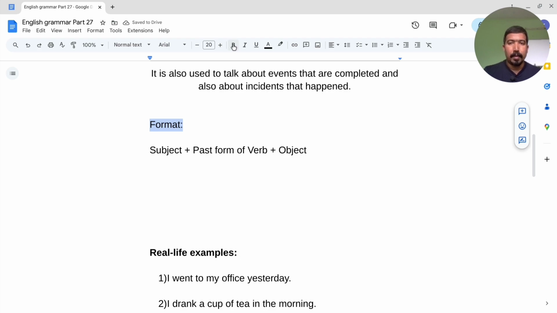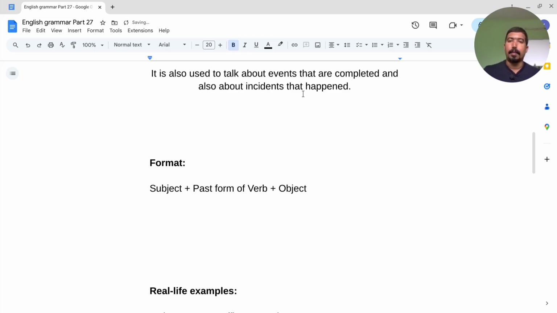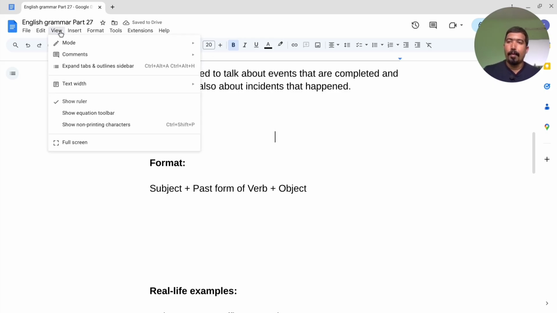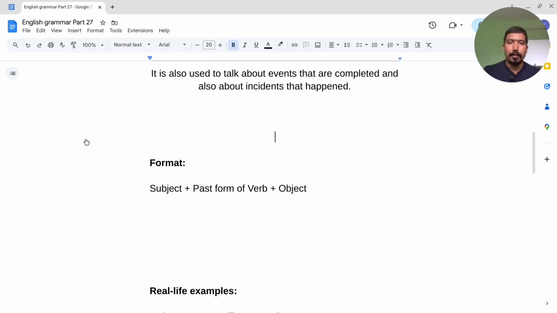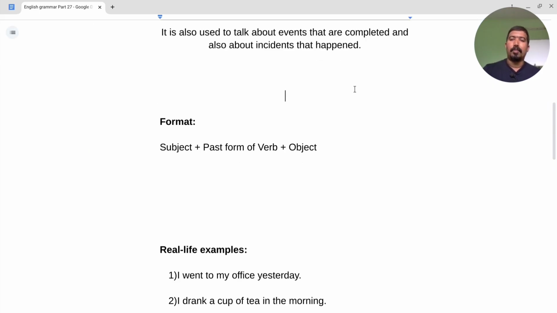So it is very clear. Subject plus past form of verb plus object. Got it? Yes. So now we will go to the full screen mode, so it is easier for you to read from the screen. This is the format. Subject plus past form of verb plus object is the format. You can read the real life examples here.